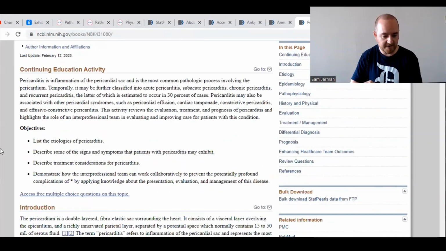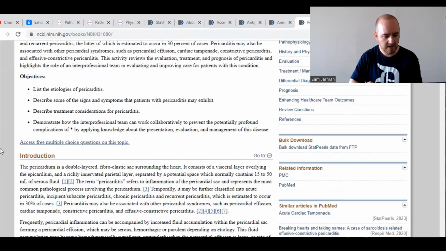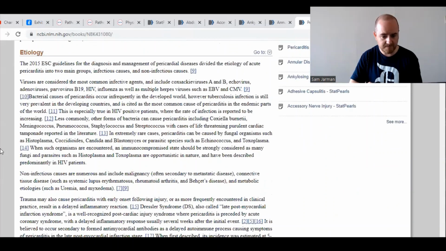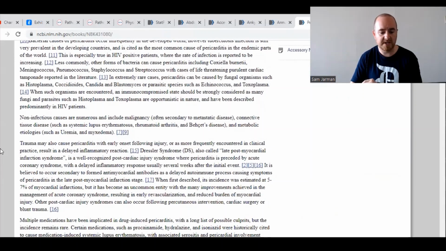Right, then we will go and look at, gotta go higher, something like pericarditis. Pericarditis is inflammation of the pericardium, or the sac that the heart sits in. Etiology, I'll try to be quick here. Viruses are considered the most common infective agents that lead to pericarditis. There are specific viruses it's going to name; we don't need to necessarily look at those. Non-infectious causes are numerous and include malignancy, often secondary or metastatic disease. That's essentially tumors, so things getting in the way.